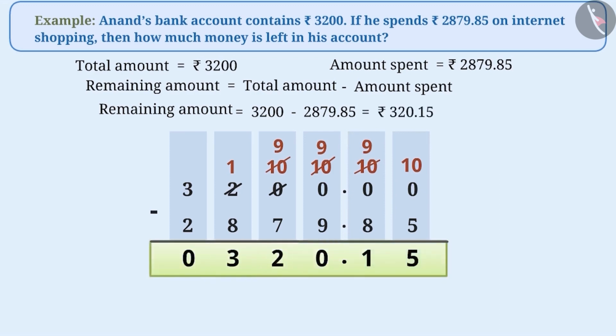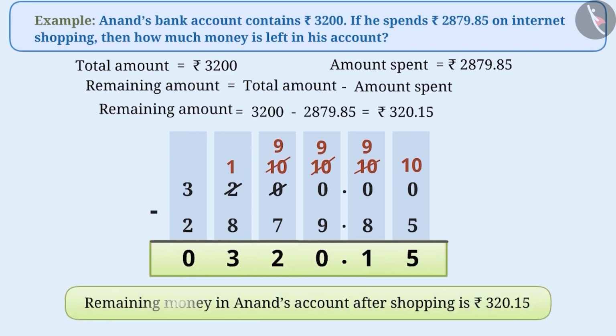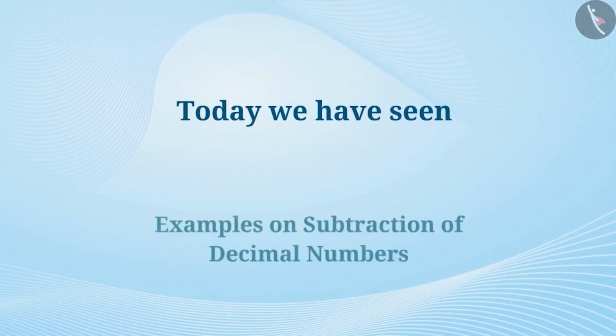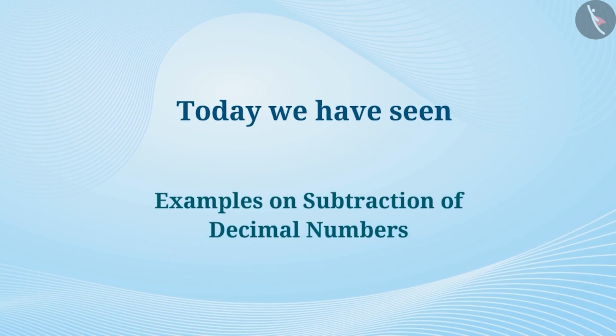320.15 rupees. Now pause the video and try to understand how we solve this. Thus, the remaining money in Anand's account after the shopping is rupees 320.15. Today, we have seen examples on the subtraction of decimal numbers. In the next video, we will clear some misconceptions related to it.